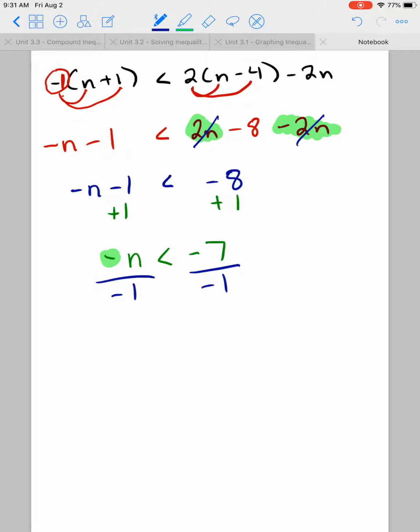Now, I want you to think about something for just a second. I'm going to pause. When I divide by a negative, what do I have to do right here with my inequality sign? And I have to flip it. Anytime I divide by a negative, I have to flip my inequality sign. So I now have n is greater than -7 divided by -1 is a +7. All right, so your correct answer for this one was B.